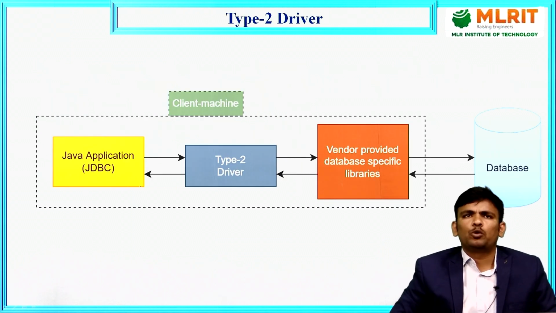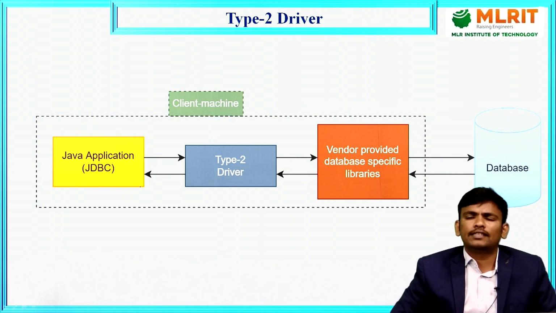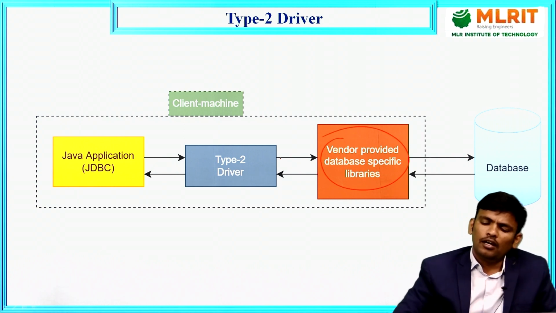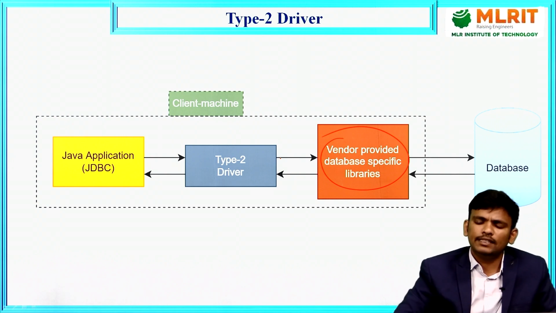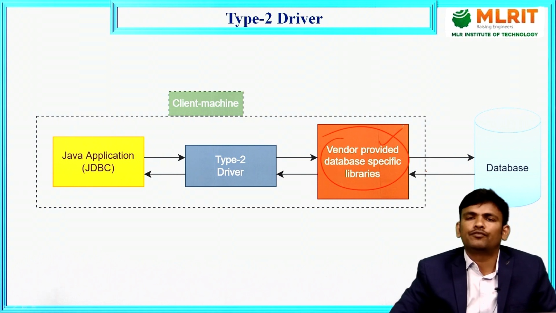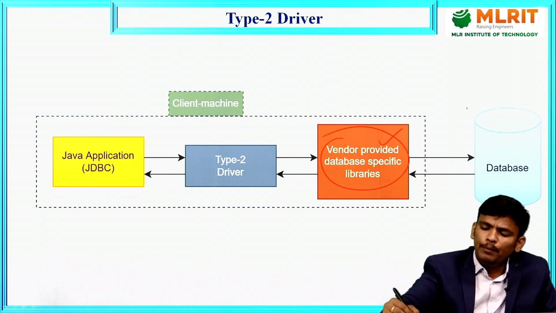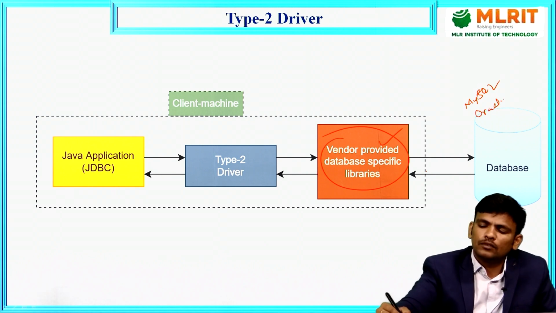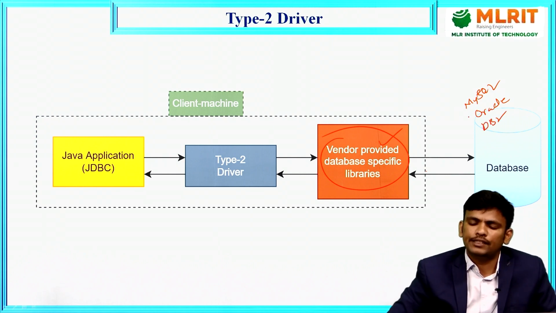Now coming to the type 2 driver. If you observe, the type 1 driver and type 2 driver are exactly the same. The only difference is here: earlier we had ODBC. Now the ODBC is replaced with vendor provided database specific libraries. The vendor may be anything. Suppose MySQL, MySQL libraries will be used. Suppose Oracle, Oracle libraries will be used. Suppose DB2, the DB2 related libraries will replace the ODBC. So that is the only difference.